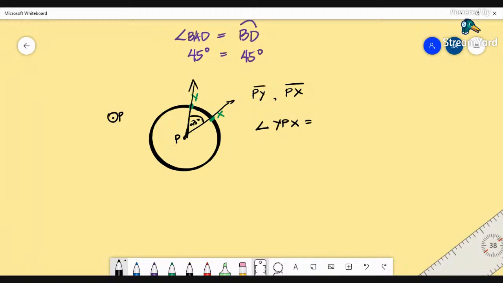Therefore, it also dissects a part of the circle, so we formed arc YX. By the definition of central angle, the measure of the central angle is equivalent to the measure of the arc formed. So if we have 20 degrees for angle YPX, therefore the measure of arc YX is equivalent also to 20 degrees. So that's by definition for the central angle.